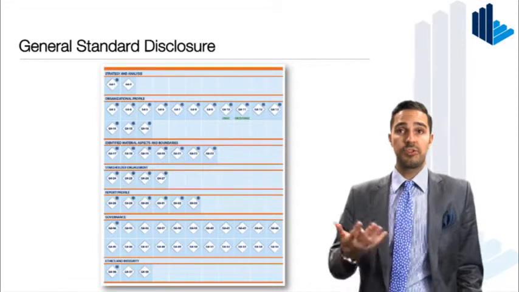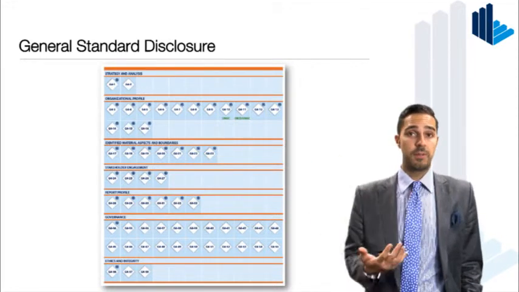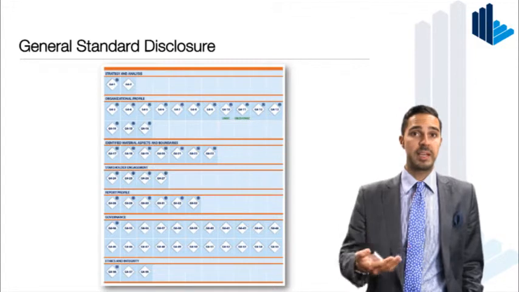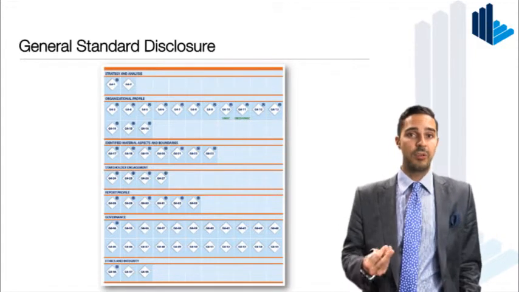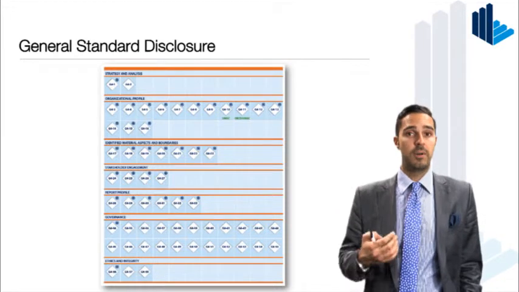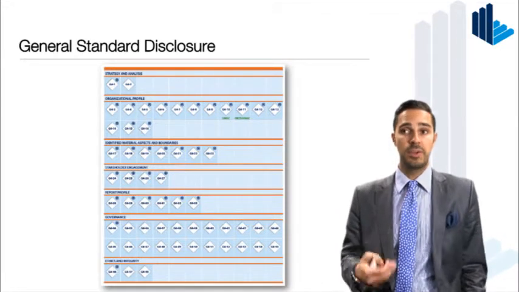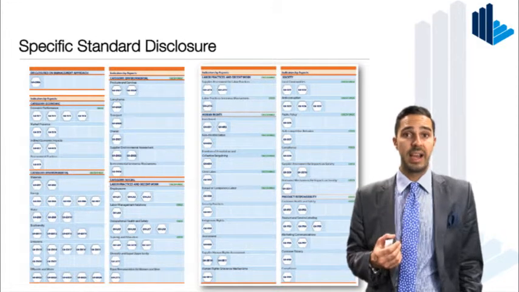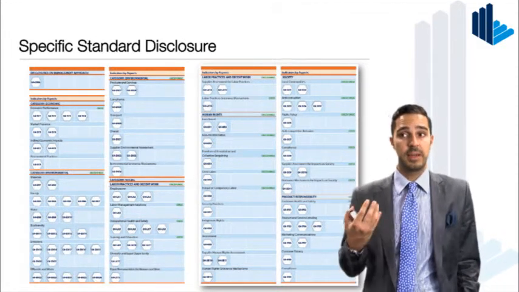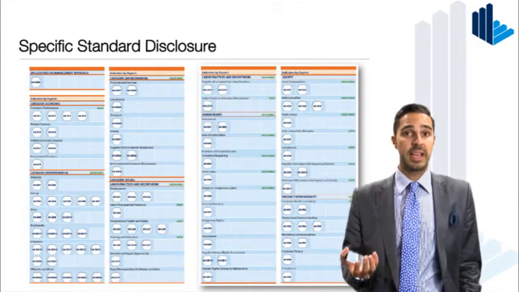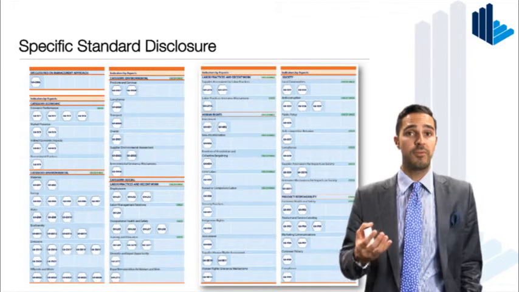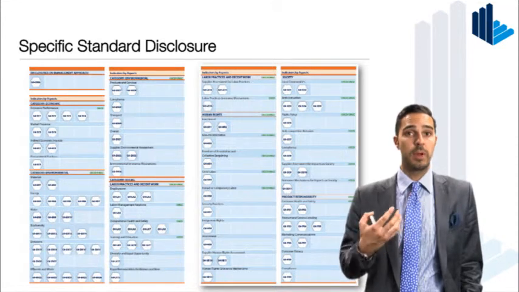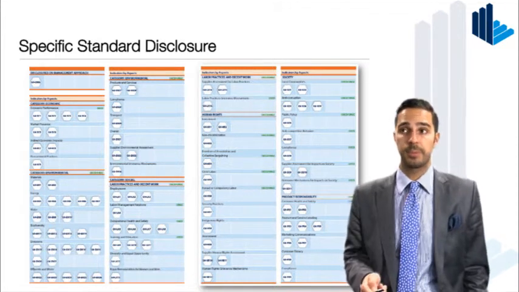In the general standard disclosure, you have a number of topics you need to include in your sustainability report, and in the guidelines provided by the GRI, you have a very comprehensive list of all the information you need to disclose to develop a good sustainability report. They also provide a very comprehensive list of indicators related to different categories of economic, environmental, and social performance that you can disclose so as to develop a good quality sustainability report.